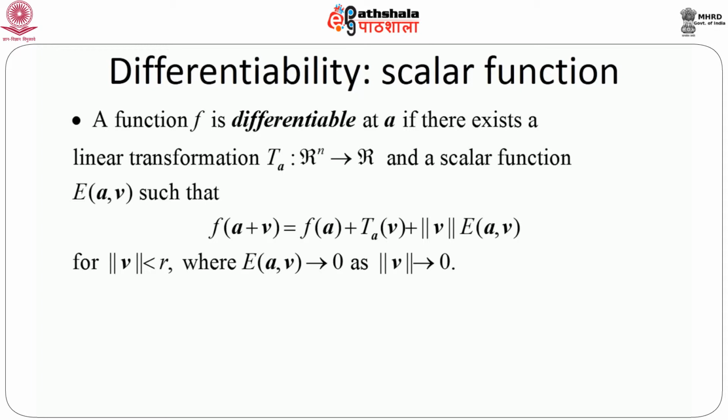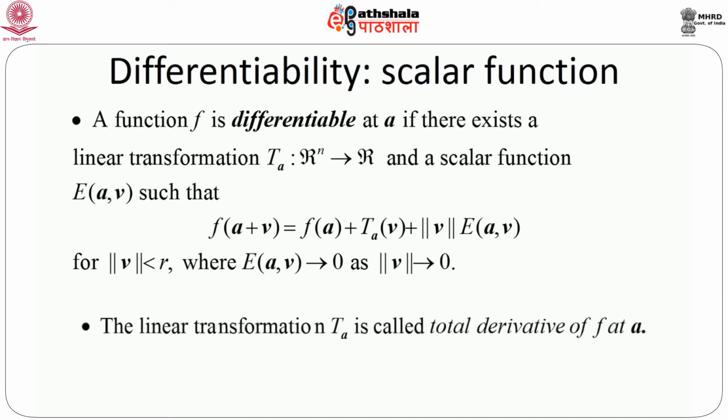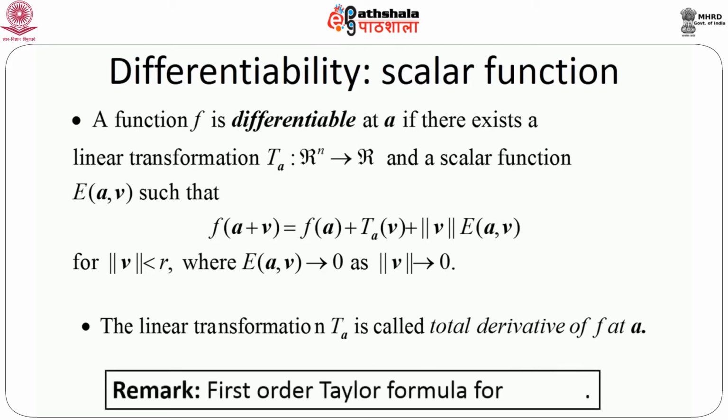This holds whenever norm of v is less than r for some r greater than 0, and E(a,v) goes to 0 as norm of v goes to 0. So it is clear that the last term we can think of as the negligible one. This linear transformation T_a is called the total derivative of f at a.